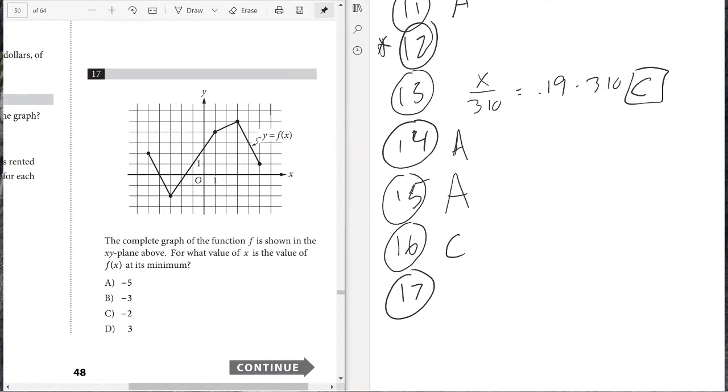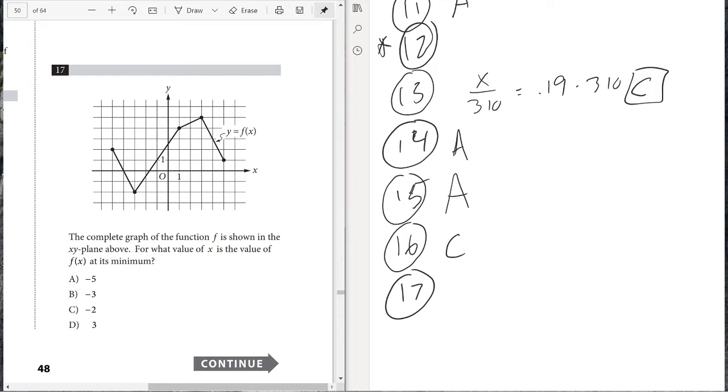17. Complete graph of the function f is shown in the xy-plane. For what value of x is the value of f(x) at its minimum? Oh, okay. Yeah, I was blanking on that one. Okay, so for what value of x? Negative 1, negative 2, negative 3. B.